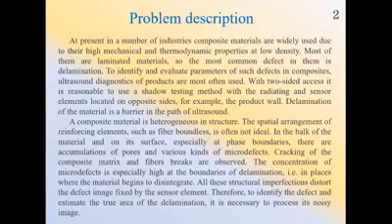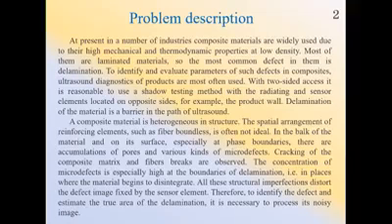At present, in a number of industries, composite materials are widely used due to their high mechanical and thermodynamic properties at low density. Most of them are laminated materials, so the most common defect in them is delamination. With two-sided access, it is reasonable to use an ultrasonic shadow testing method with the radiating and sensor elements located on opposite sides, for example, the product wall.